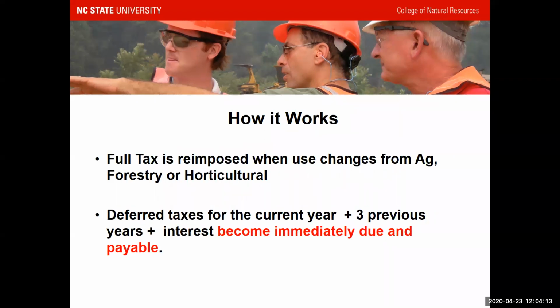And that's the one thing that the program tries to thwart, because once that land changes use, the full tax is reimposed. And it's not just for a single year, it's the 3 previous years, and then the current year is due in the full amount. So that deferred amount, or that reduction that people enjoyed for however long they were in the program, is removed immediately, and then taxes are due as well as an interest payment on them.